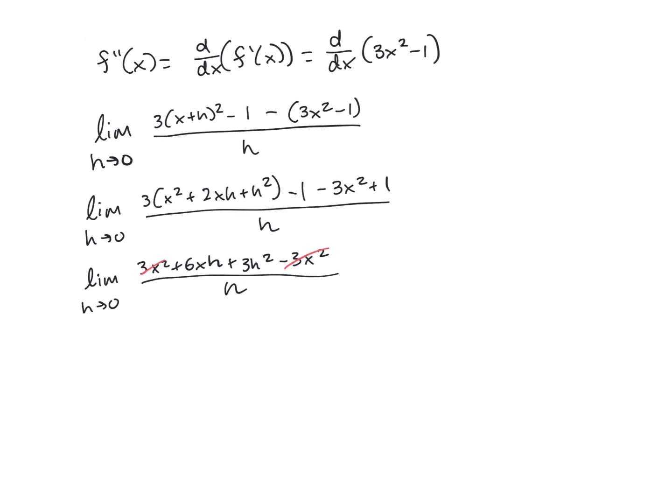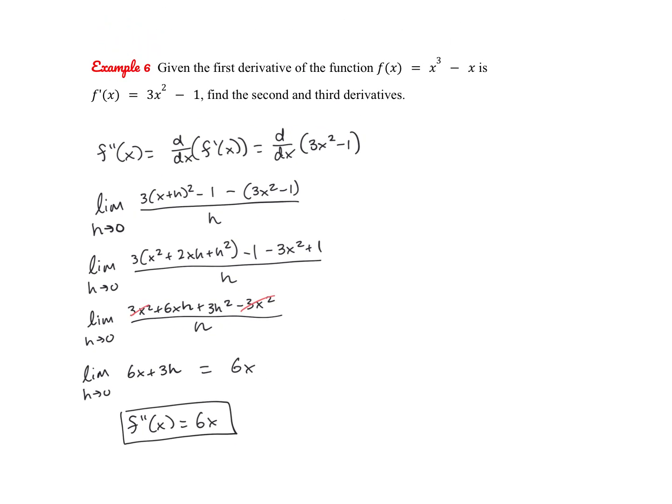We can divide out the h. So that leaves us with 6x plus 3h. And then we can just evaluate this limit using direct substitution. So it just becomes 6x. So f double prime is 6x.